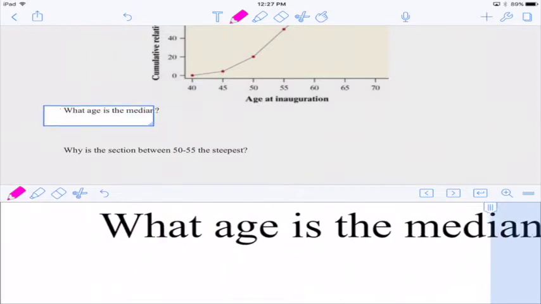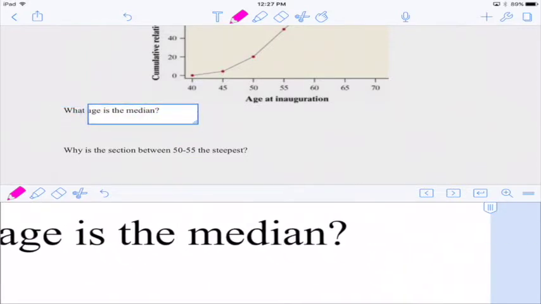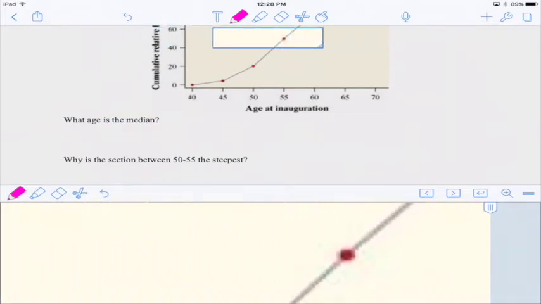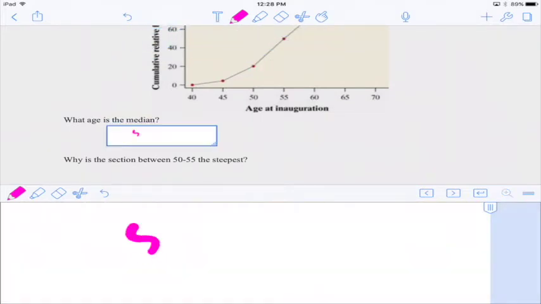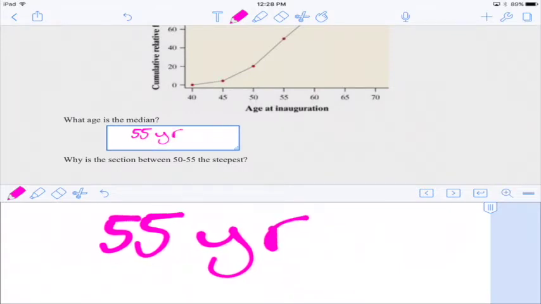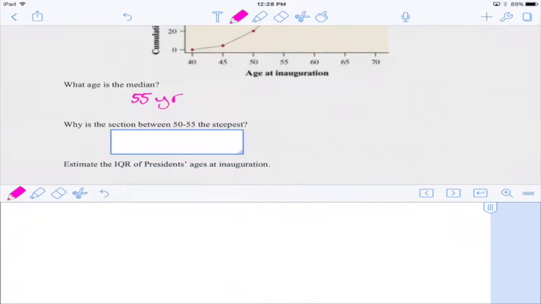So what is the age median? Well, median is right in the middle of the data, so at half. So at 50%, it's about 55. Why is this section between 50 and 55 the steepest? Because it had the most people added.